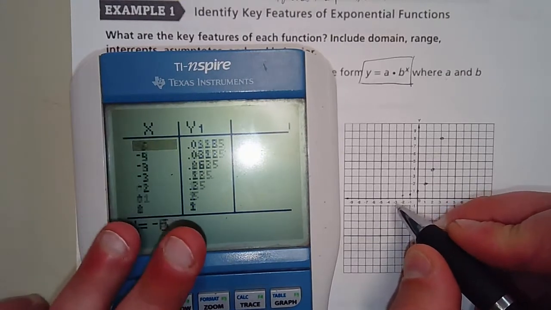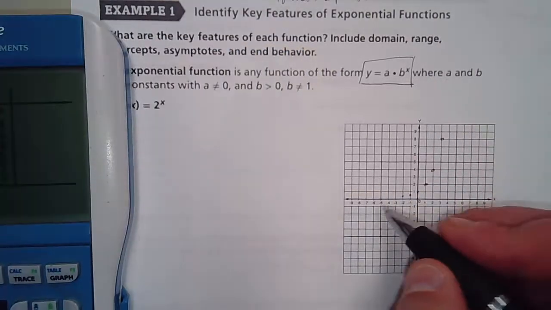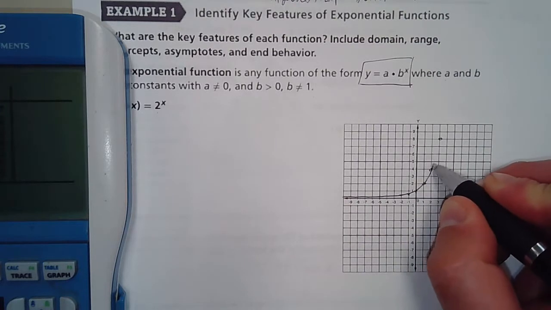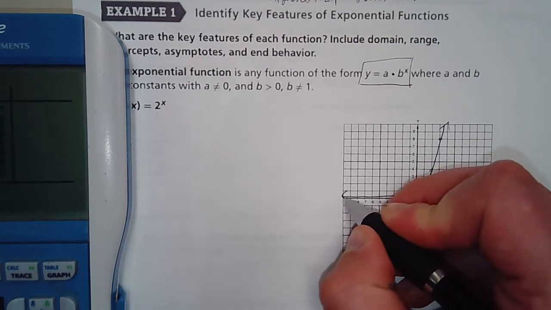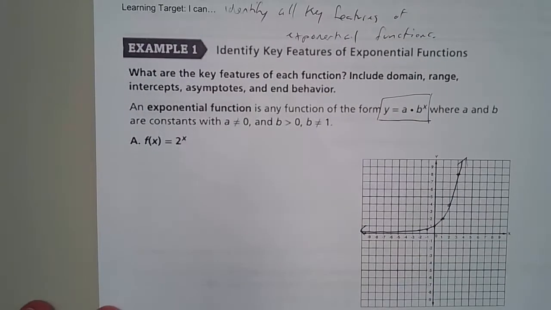And what you notice here is as you keep going, these keep getting really, really close to 0, but not ever reaching there. So what we get here is this type of idea, like so. So that's what our graph looks like. Okay, so let's see if we can answer all these different things.